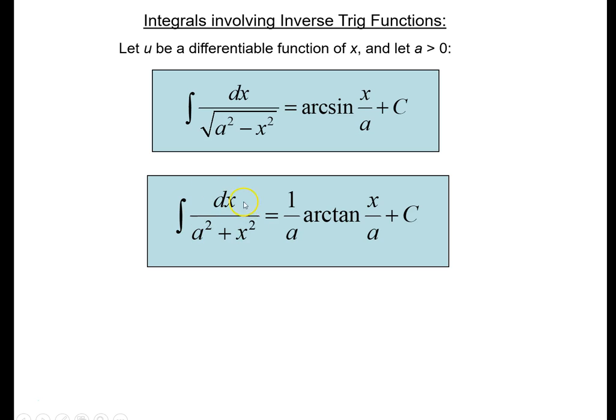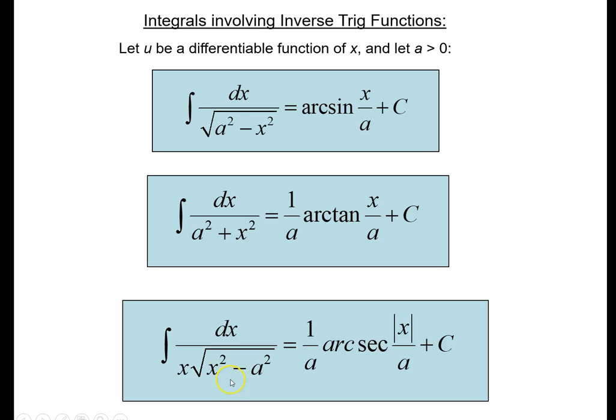So when you see something in this format, you're going to know that it fits the arctangent rule. When you see something in this format, you know it's going to fit the arcsine rule. And then there's one more. If you see something in this format, integral of dx over x times the square root of x squared minus a squared, that fits the arcsecant rule.